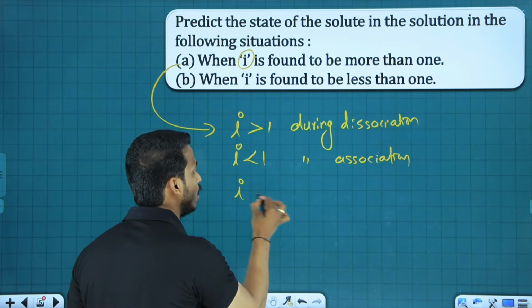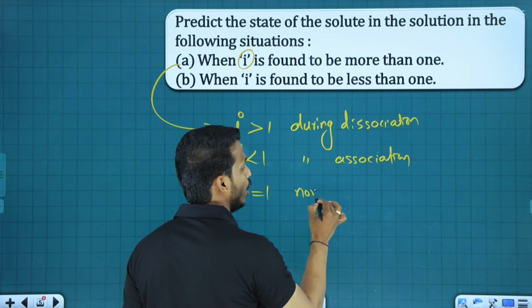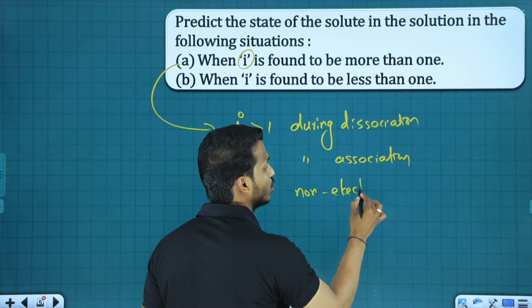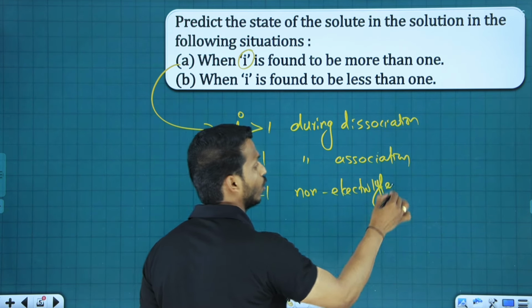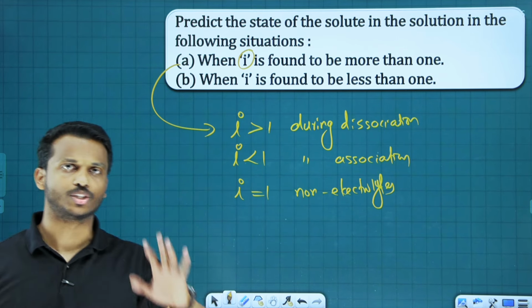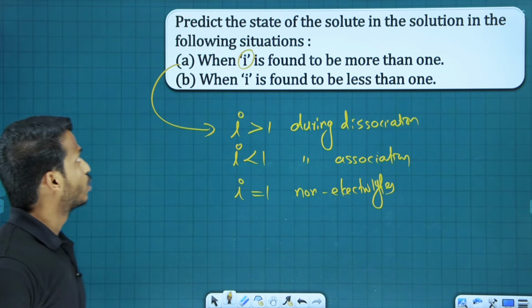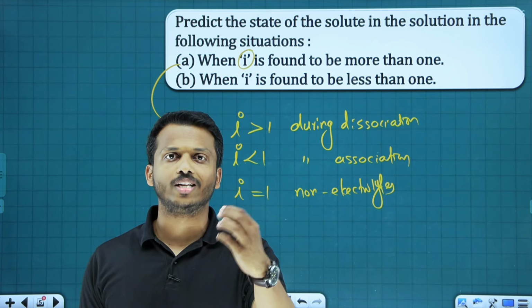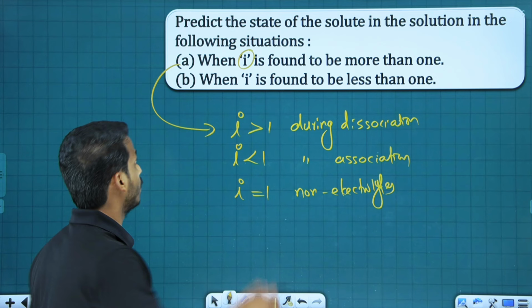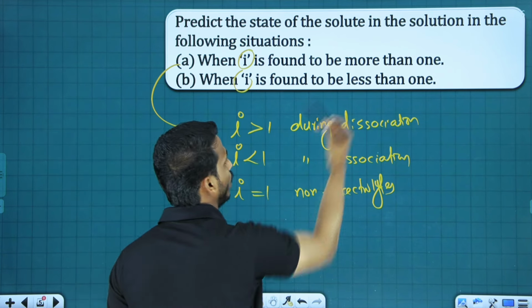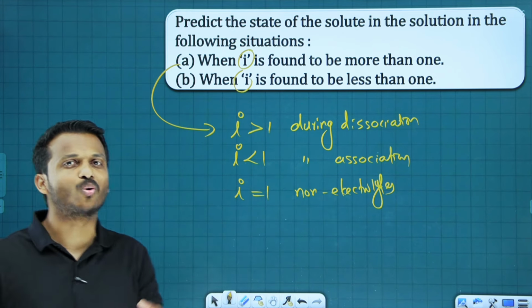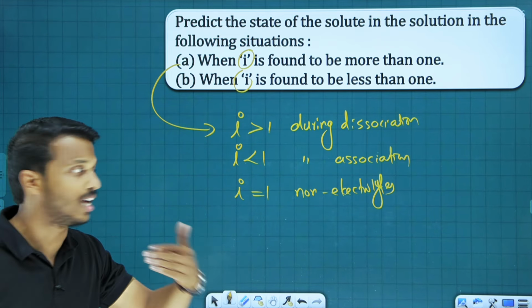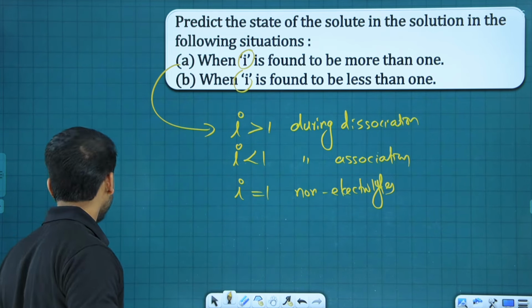And we studied the i value can be 1 for which ones? Non-electrolytes, right? What is meant by non-electrolytes? The ones which do not undergo dissociation or association in water. So when the i value is found to be more than 1, you can say the solute is undergoing dissociation. Similarly, when the i value is found to be less than 1, the particles undergo association. Like that we can say the situations of the solute.